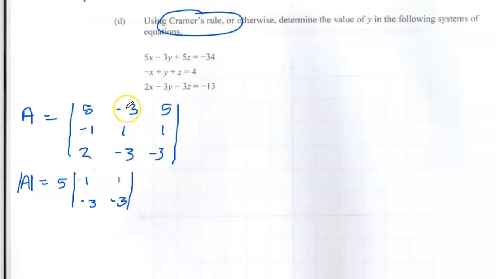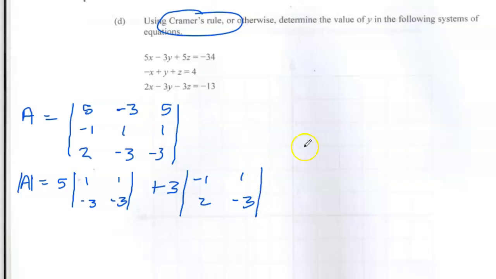And then change the sign of the middle term, negative 3, so it will become plus 3. And to get the cofactor of this term, minus 3 here, well, it's now plus 3 since we're changing the sign. You draw a line through the column it's in, and through the row it's in, and whatever you're left with, that's the cofactor. Alright, so we're using the cofactor method, so you're left with minus 1, 1, 2, minus 3.